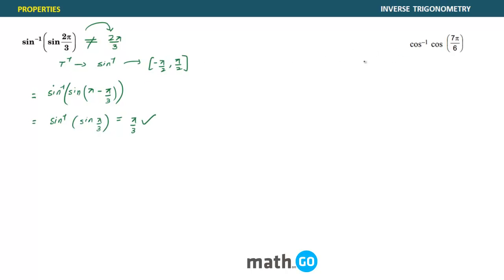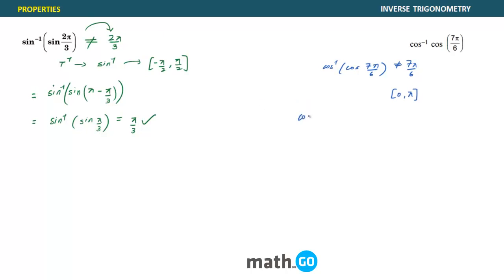Now let's see another problem here. It says cos inverse cos 7 pi by 6. So again, immediately you can see the answer will not be 7 pi by 6, right? Because it does not lie in the principal value branch, which is the range 0 to pi, which is not the case. So what will happen now?